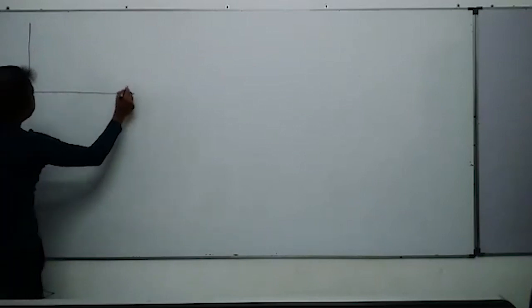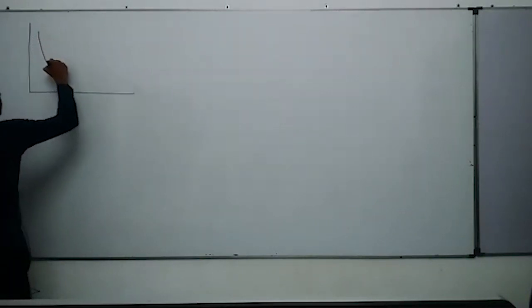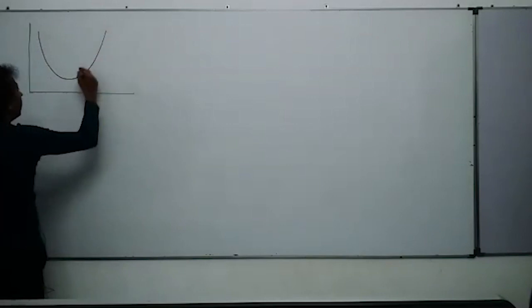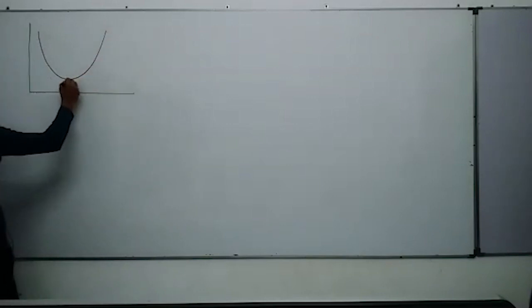Right. Now I am going to consider one minimum graph like this. See, this is our minimum graph. The minimum occurs at x equals a.